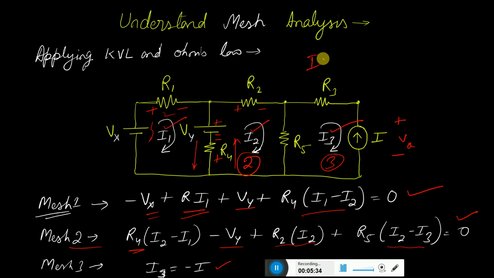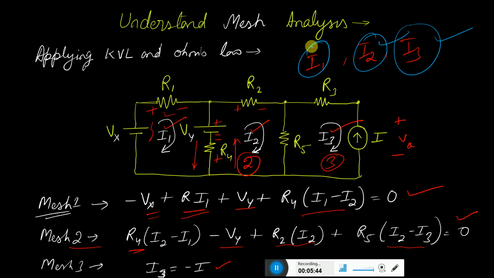because ultimately our objective is to find the value of these three currents. Once we know the value of I1, the value of I2, the value of I3, our purpose is completely solved. Because if you know the value of I1, I2, I3, you can get the current through R1, that is I1. What is the current through R2? That is I2. What is the current through R3? I3 is the current which is going through R3.